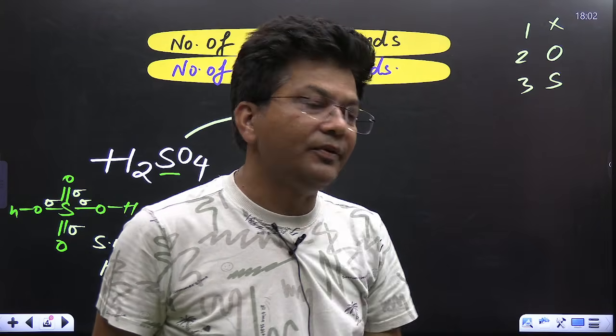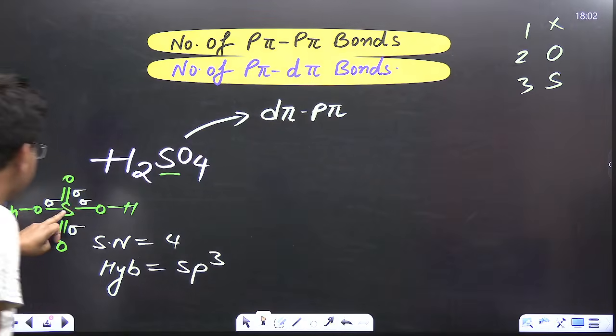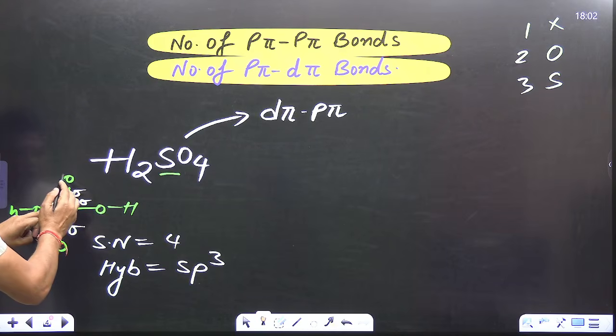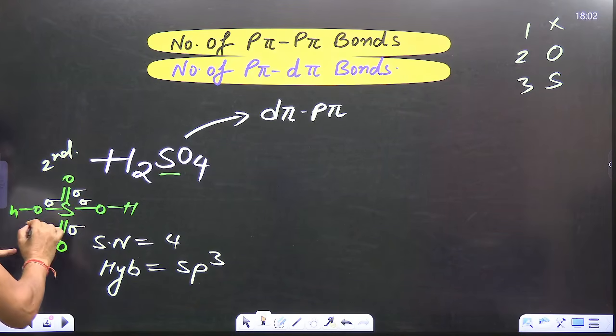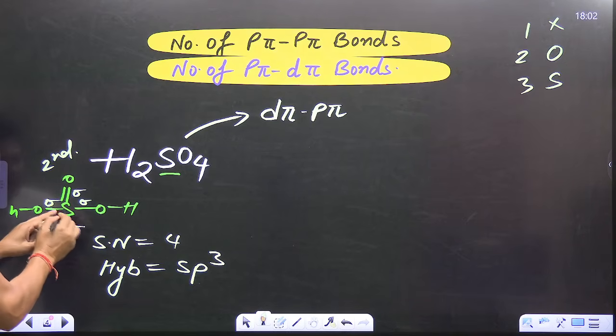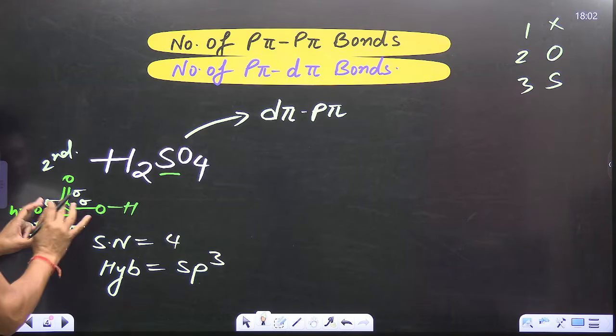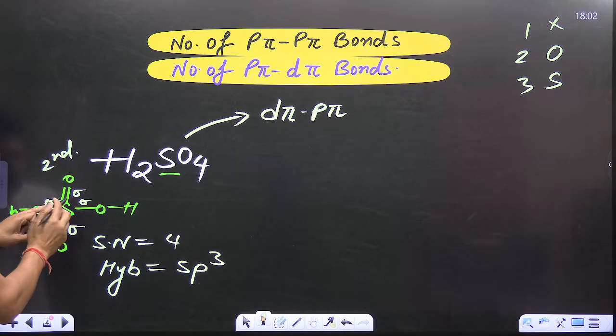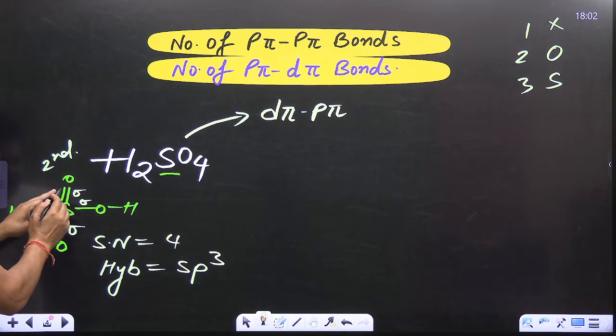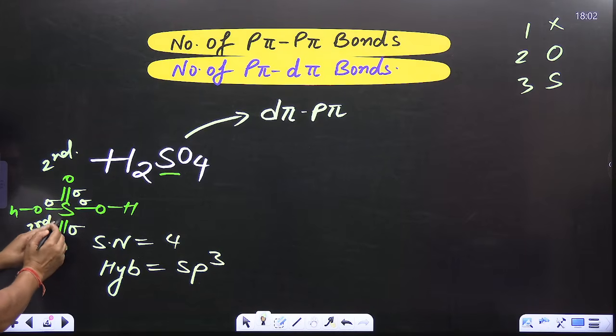So D orbitals are vacant, sulfur's D are vacant, and oxygen belongs to second period. This belongs to second period and this belongs to third period. Its 5D orbitals are vacant, and its P are involved. So definitely this is a pi bond, here is a pi bond, here is a pi bond. These are two pi bonds.